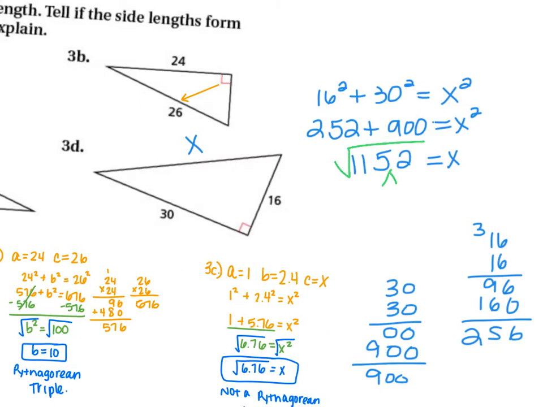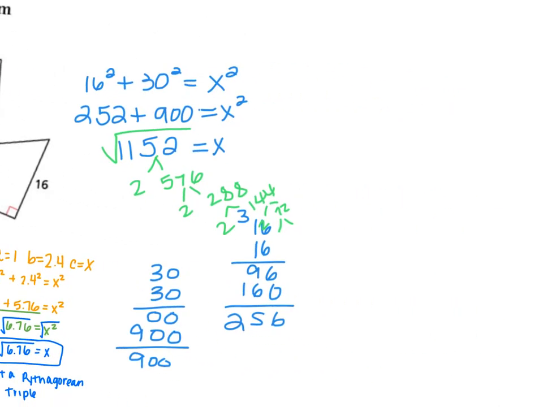And this breaks down. So I know 2 goes into it. 2 would go into it. 576, 2 goes into that again. 288. 2 goes into 288, 144. 2 goes into this again. 72. This keeps going. 2, 36, 2, 18, 2, 9, 3, 3.